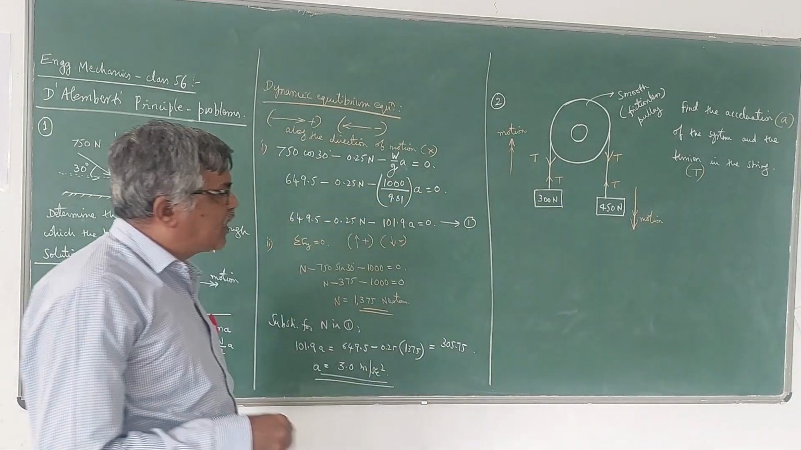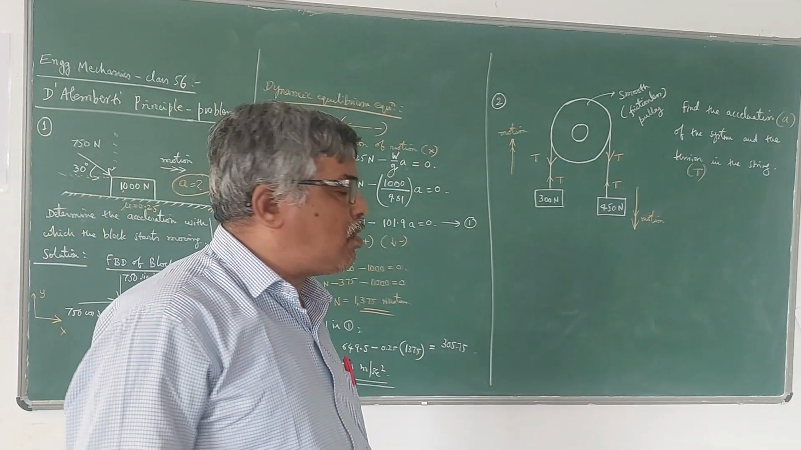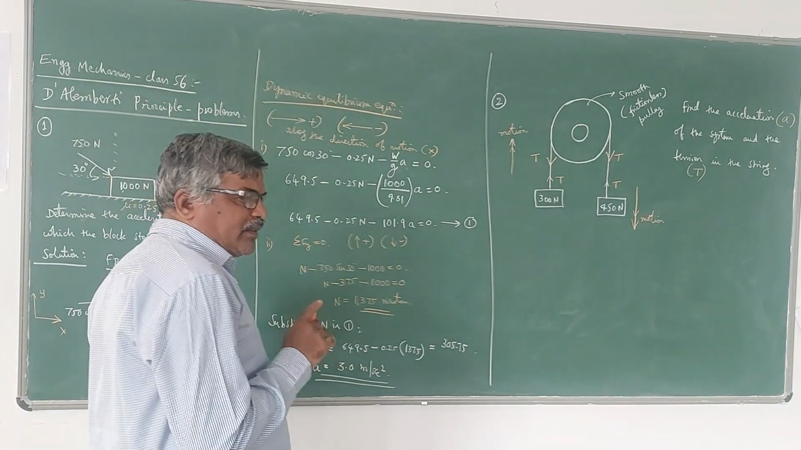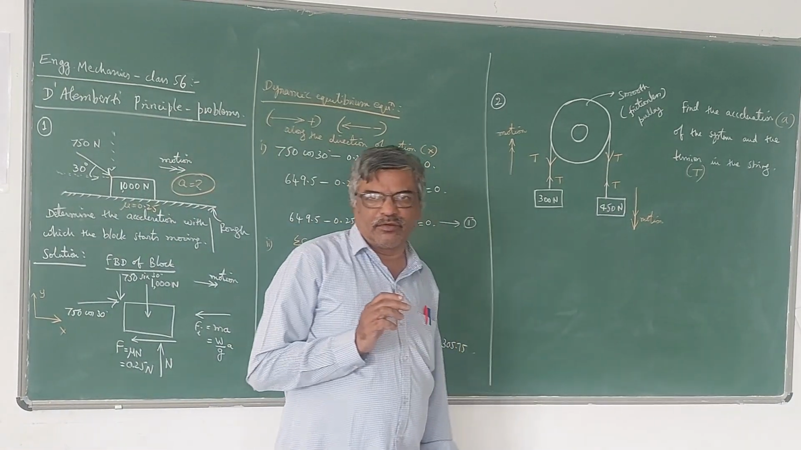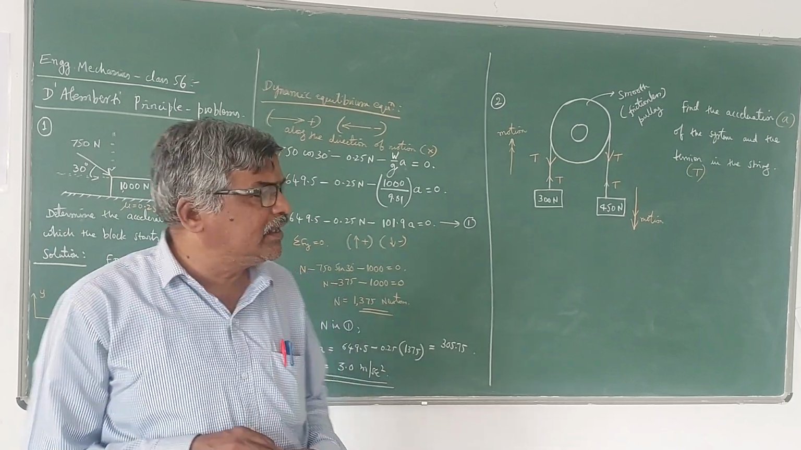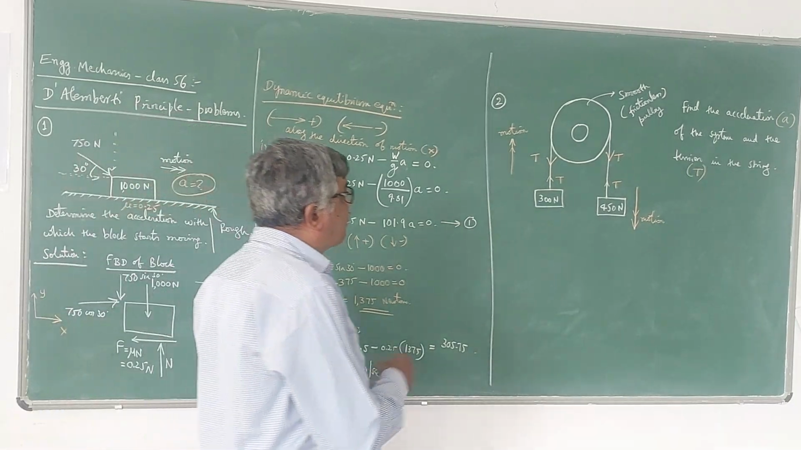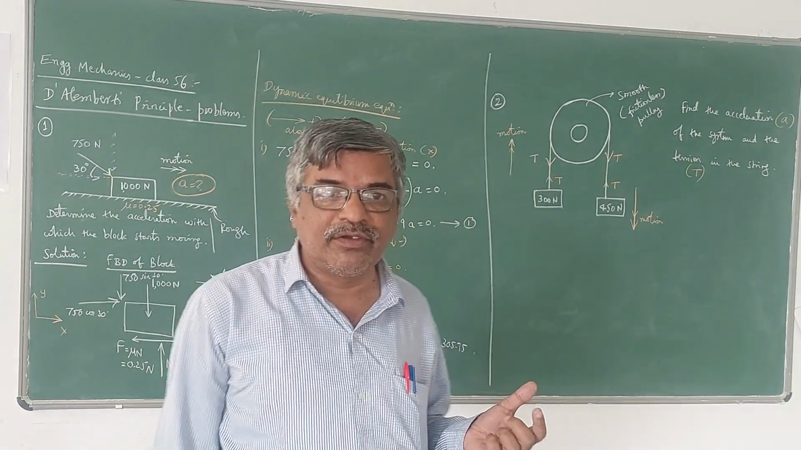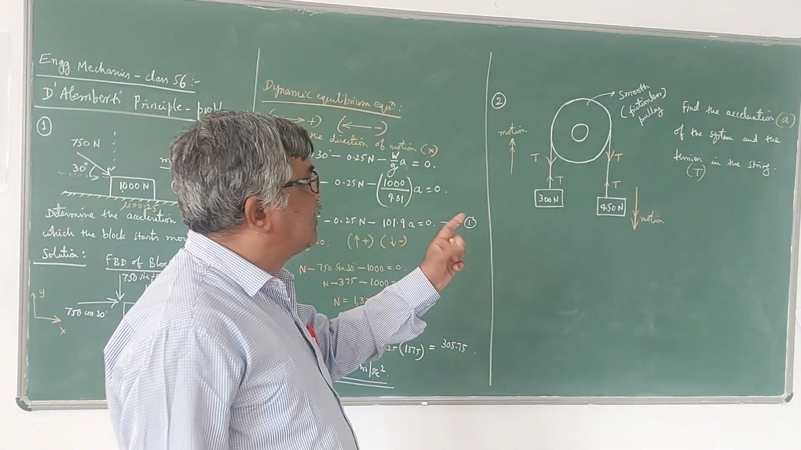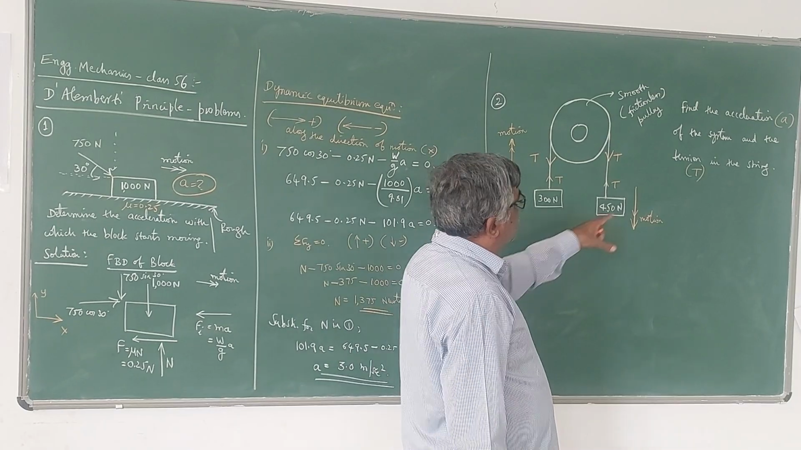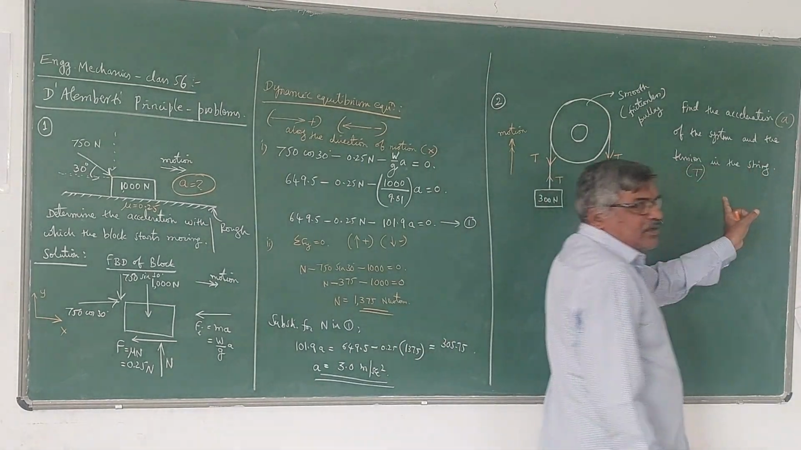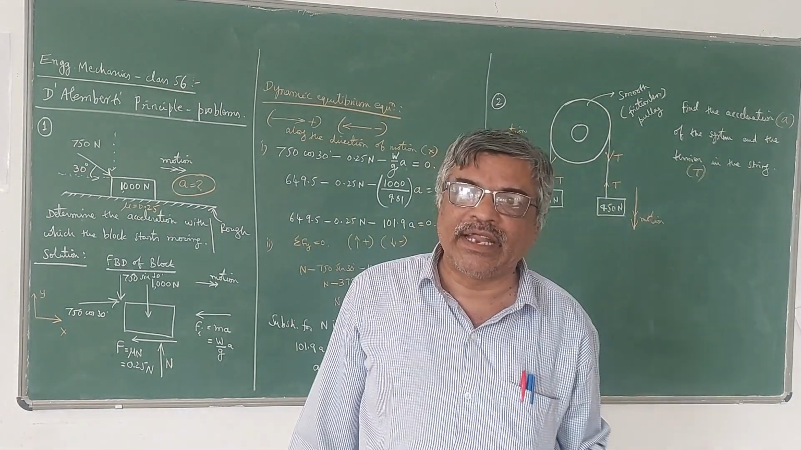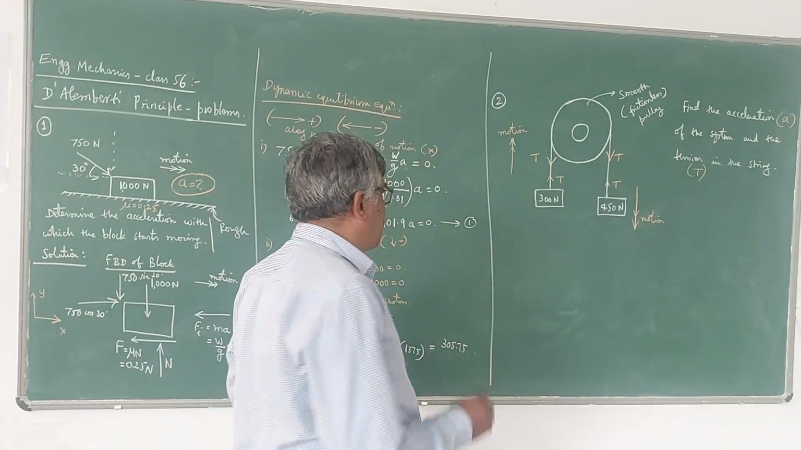Once you fix the direction of motion, you know that the inertia force acts in the opposite direction of motion. Consider the free body diagram of both the blocks separately. Write down the dynamic equilibrium equation for both the blocks. Then you will have two equations. If you solve those two equations, you will get the values of the tension in the spring as well as the acceleration.